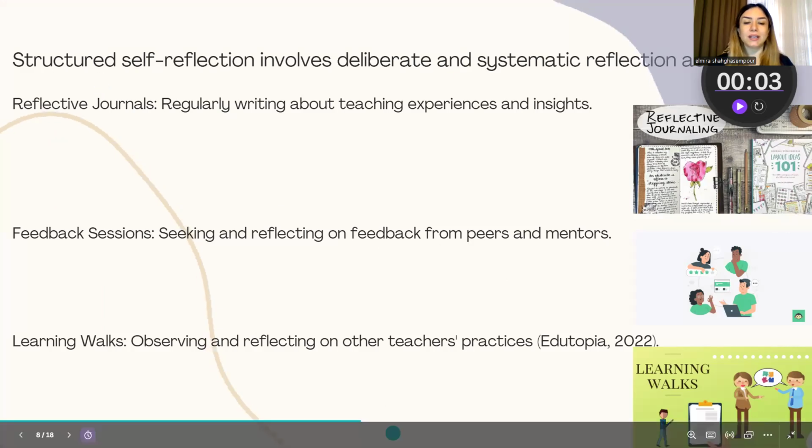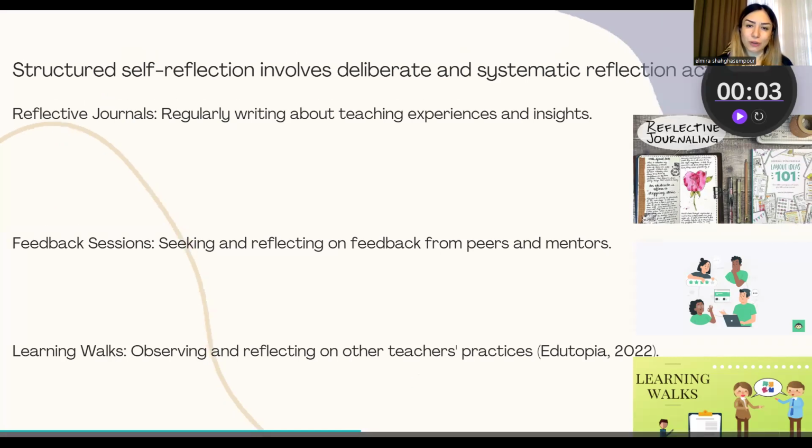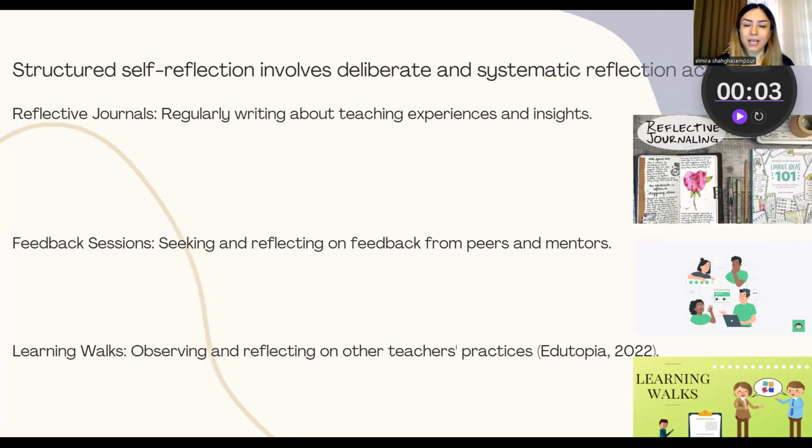As I mentioned earlier, there are 2 types of self-reflection. The structured one contains three types, which I'm going to talk about. This involves systematic and planned reflection activities. For example, reflective journals. Regularly, some individuals actually do it on a daily basis.